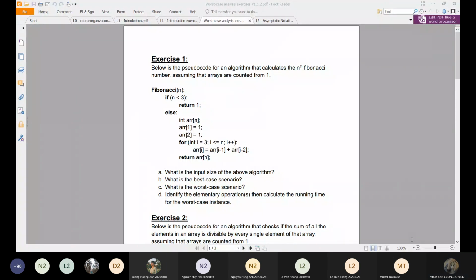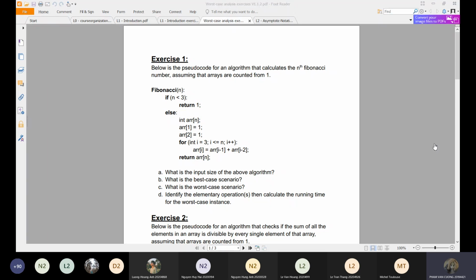Yep, even when N is exactly 3, we go to this branch. Oh, I forgot about the case you mentioned. When the input is 0, it should return 0, right? I made a mistake here. Yeah, so if you implement a Fibonacci algorithm, it should return 0 when N is 0 or below, and return 1 when N is 1 or 2, and the else branch otherwise.